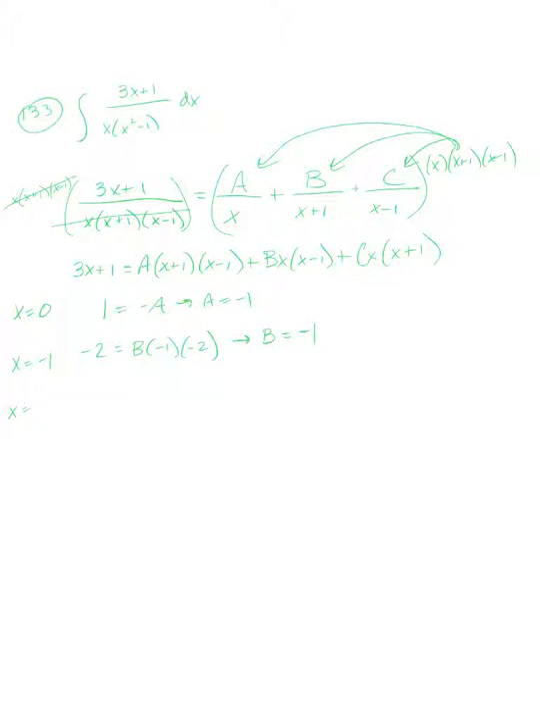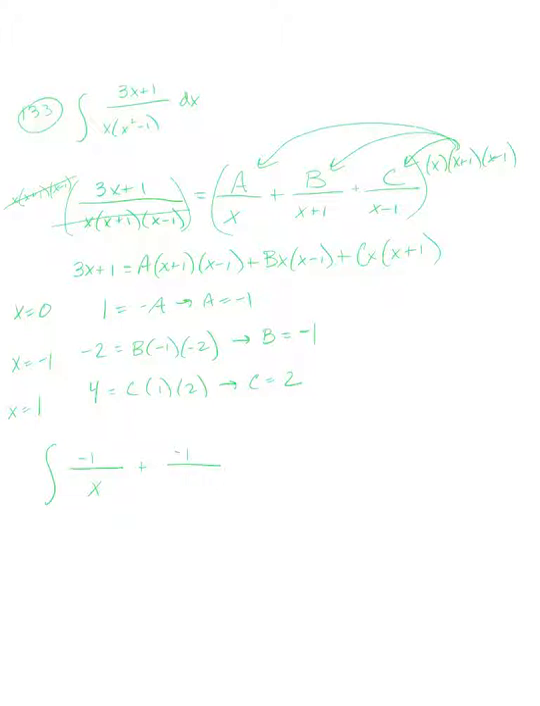And then I'm going to plug in x equals 1. So the left-hand side is 4. 3 times 1 is 3, plus 1 is 4. And my a term drops out. My b term drops out. And I'm left with c times 1 times 2. So c equals 2.